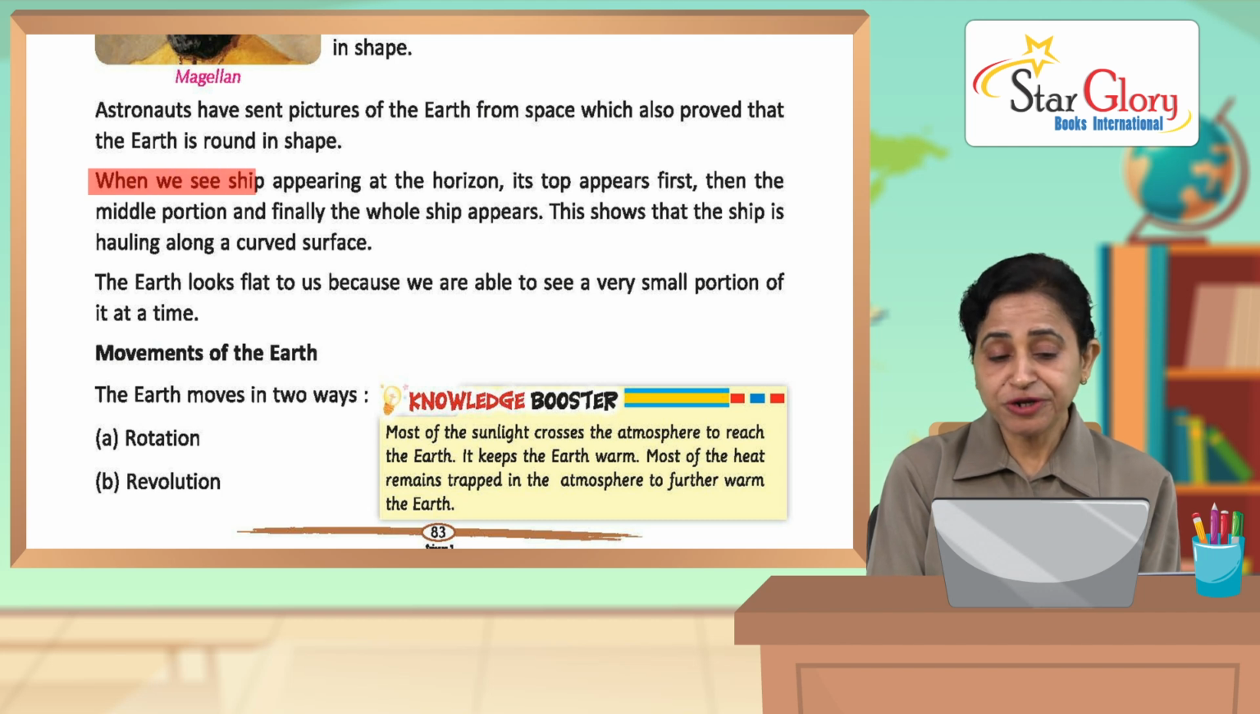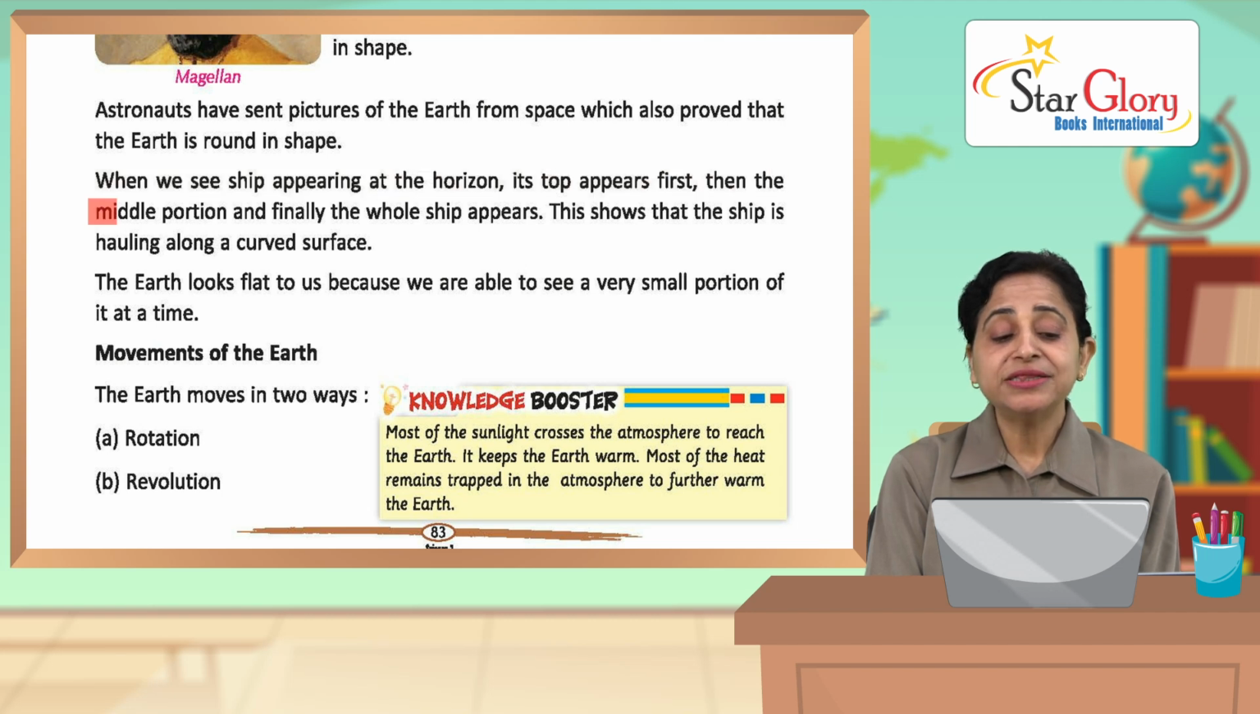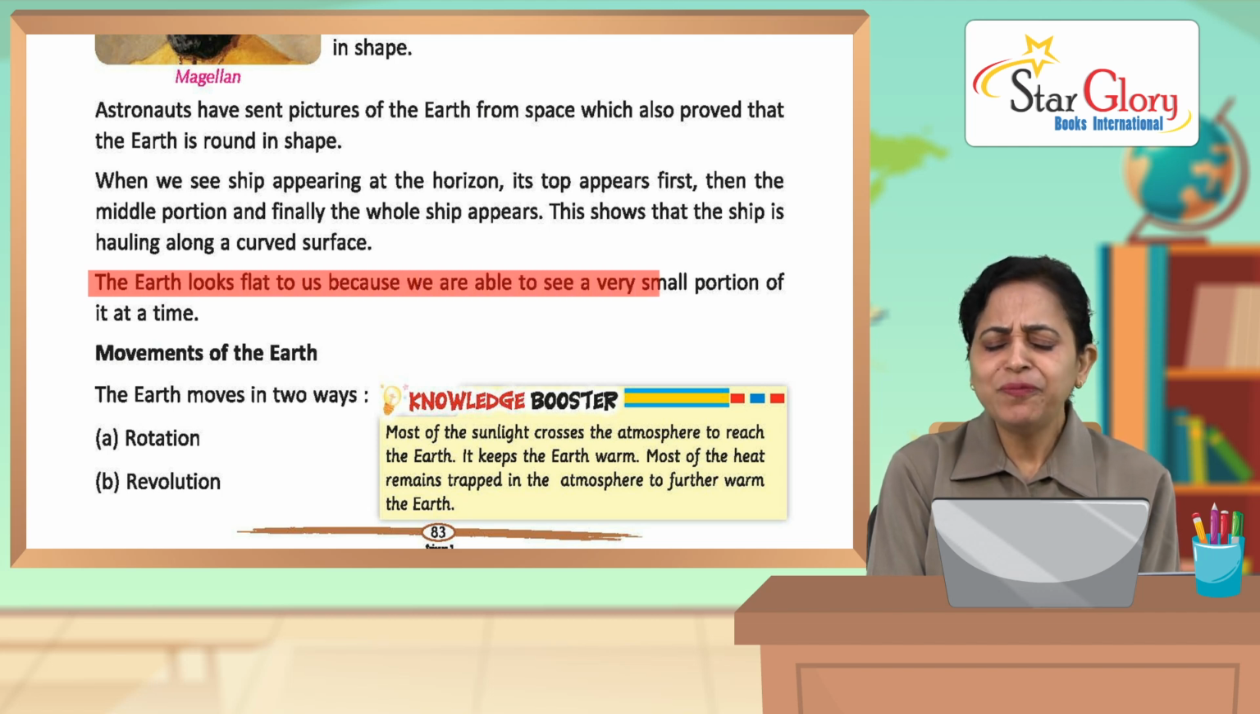When we see a ship appearing at the horizon, its top appears first, then the middle portion and finally the whole ship appears. This shows that the ship is rolling along a curved surface. The earth looks flat to us because we are able to see a very small portion of it at a time.